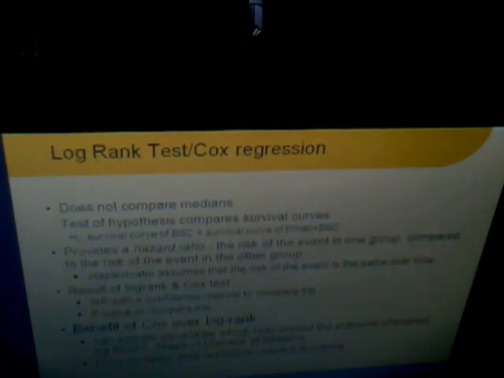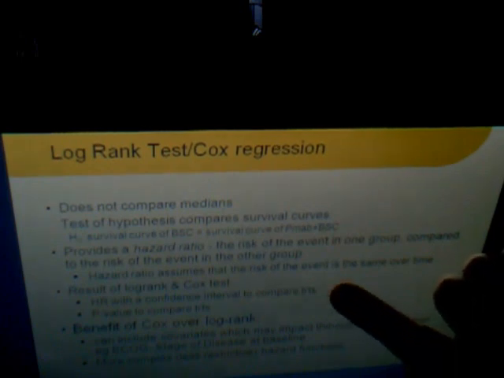So when I compare treatments, I'm not comparing medians, I'm actually comparing the survival curves. And I'm going to do that using this hazard ratio. We're going to assume that the risk of the event is the same over time. There are statistical methods when you don't make that assumption, but that's the most common case. And then we're going to get a hazard ratio with confidence intervals and p-values in order to be able to compare the treatments.